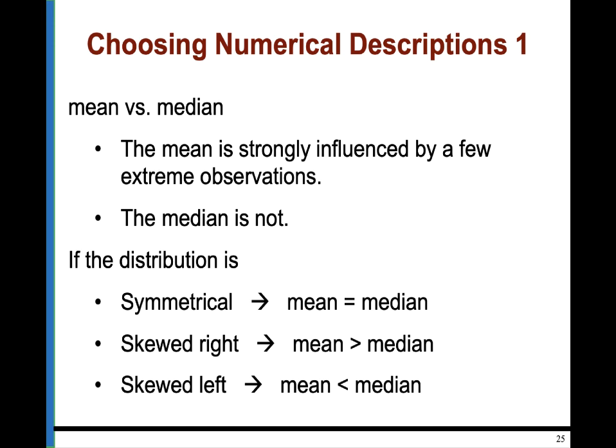So if your distribution is symmetrical, then the mean and the median are going to be approximately the same values. But when your data distribution is skewed to the right, the mean is going to follow that tail, and so the mean is going to be greater than the median. And when the distribution is skewed left, the mean is going to be less than the median.